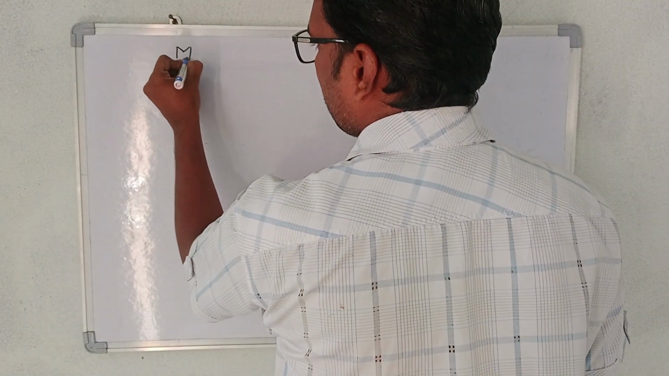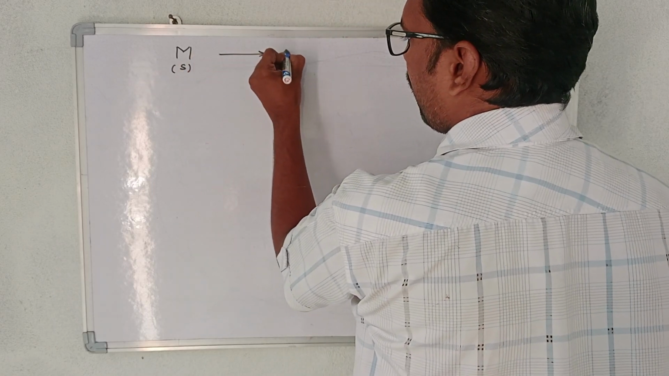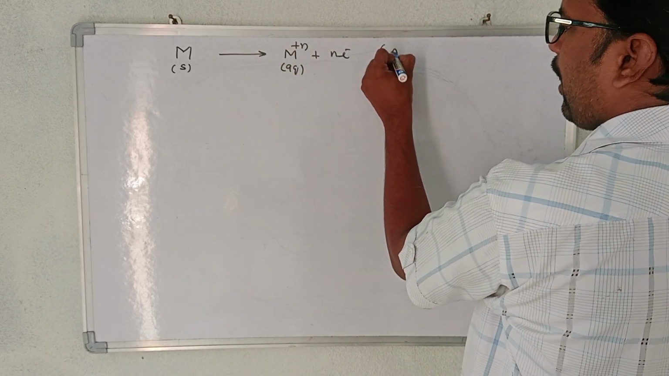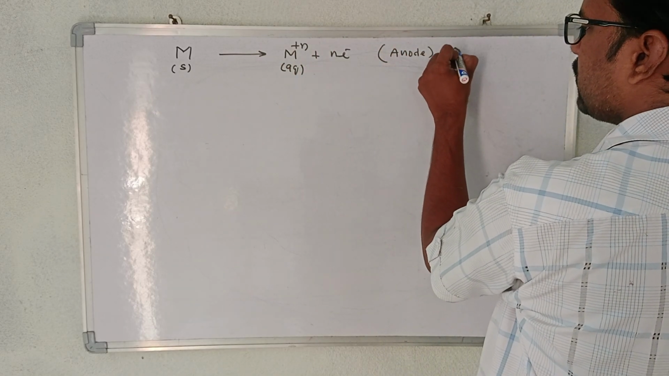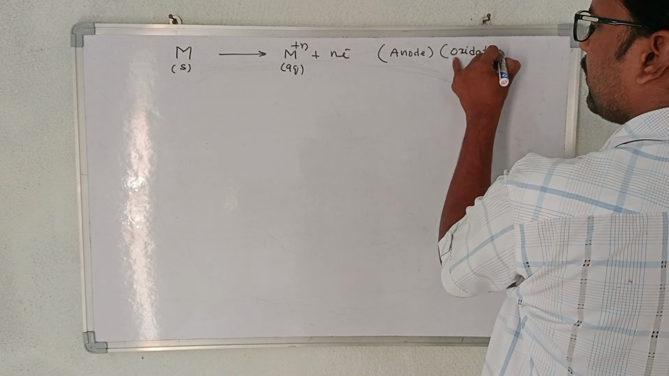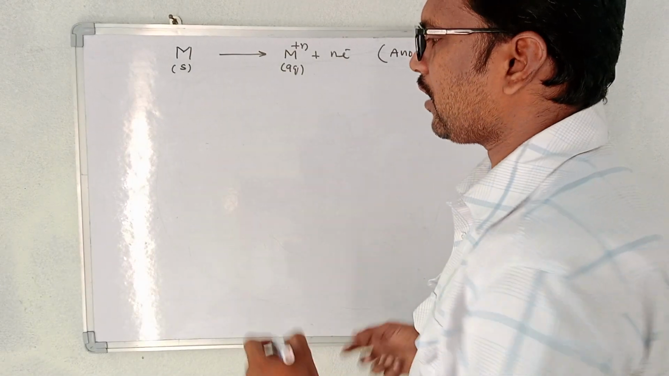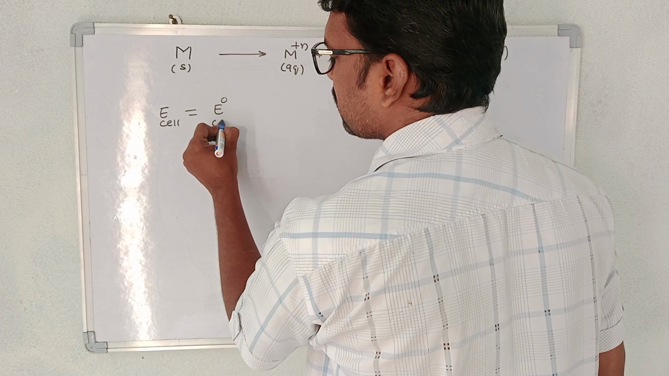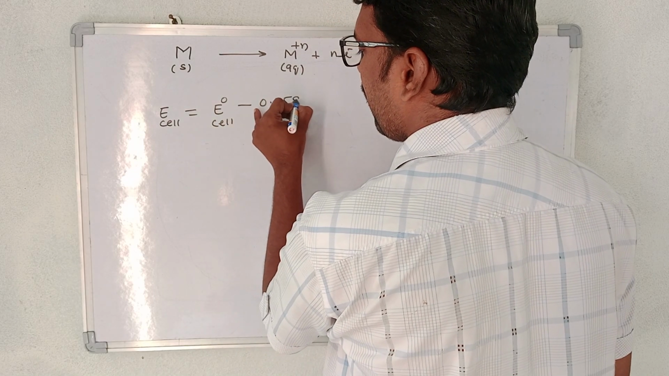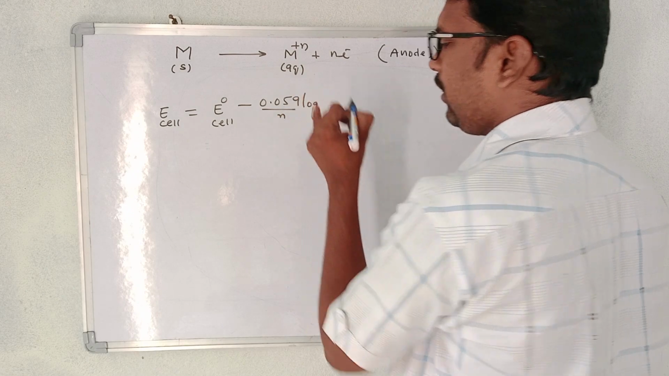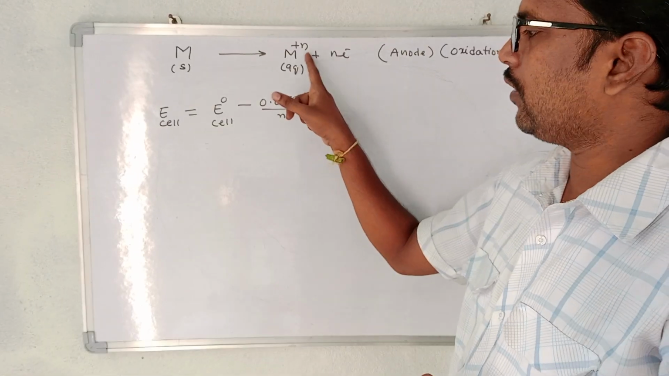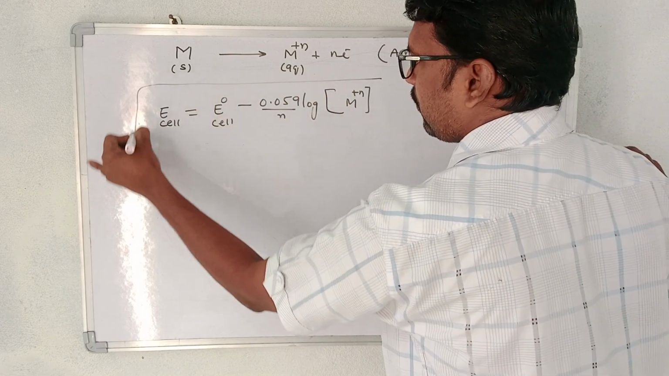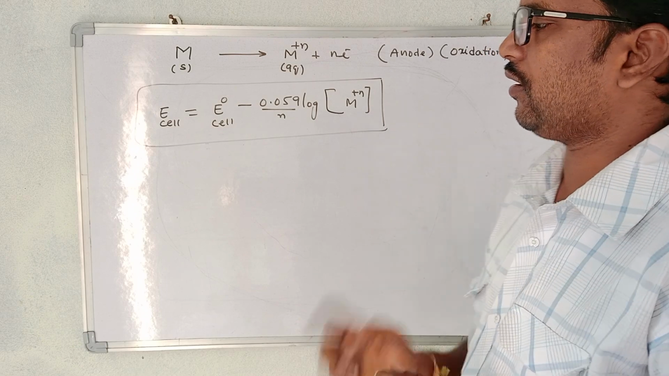If you write the reaction at the anode, first you take the metal in solid form, and it is converted into aqueous form by releasing electrons. So anode means it is an oxidation reaction. Here the potential we find is called the oxidation potential. If it takes place at the anode, I directly write E cell is equal to E naught cell minus 0.059 by n log, and here we have to write the product, so the concentration of the product, M^n+. The reactant we need not take because it is solid, and solid concentration is taken as 1.